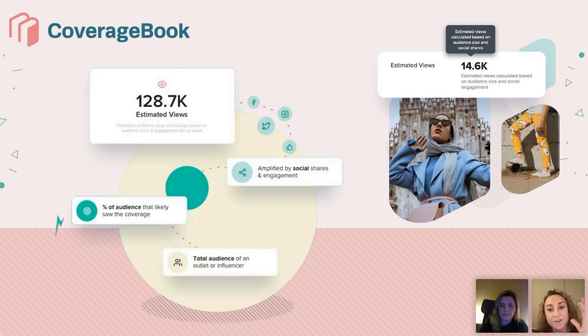The estimated views is actually an estimate of its lifetime. That's where we take into consideration the reach rate, and then as the engagements come through, we can take that calculation based on the followers, the reach rate, and how many people we think would be seeing that.